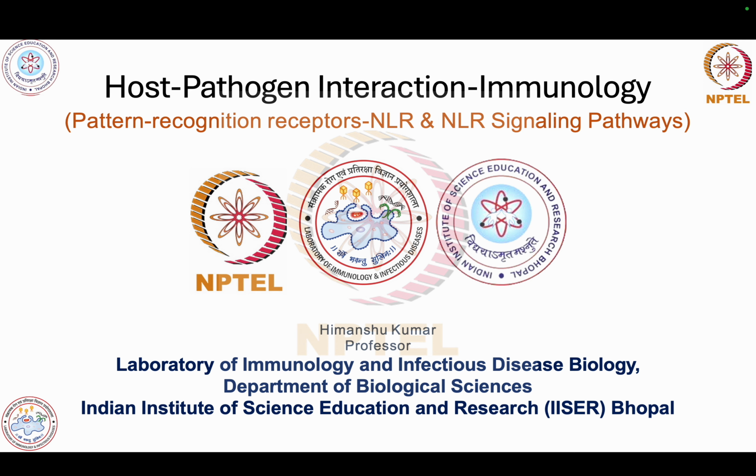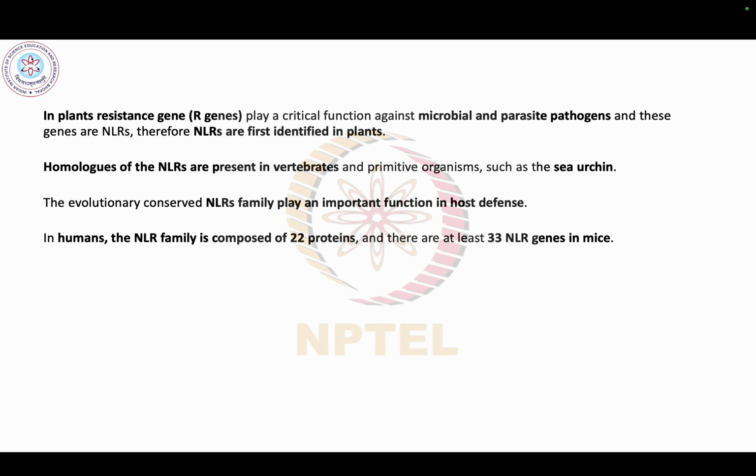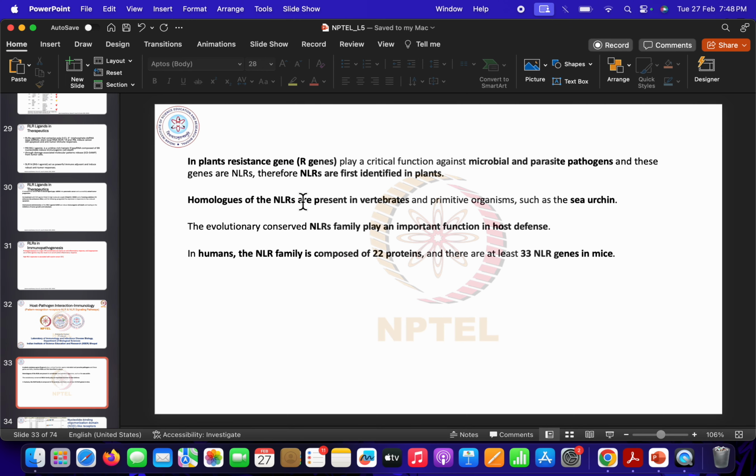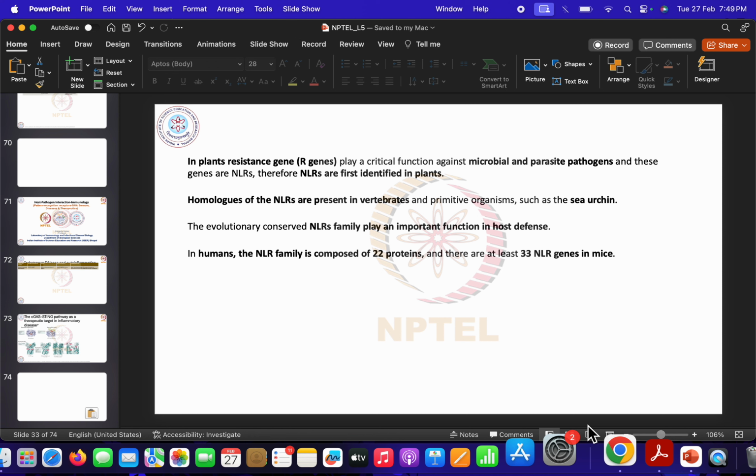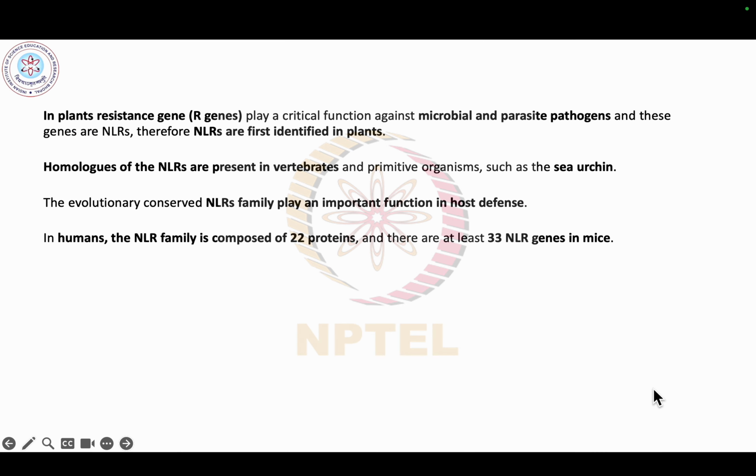Pattern recognition receptors: NLR and NLR signaling pathways. In plants, resistance genes, R genes, play a critical function against microbial and parasite pathogens, and these genes are NLRs. Therefore, NLRs were first identified in plants. Homologs of the NLRs are present in vertebrates and primitive organisms such as sea urchin. The evolutionarily conserved NLR family plays an important function in host defense. In humans, the NLR family is composed of 22 proteins, and there are at least 33 NLR genes in mice.